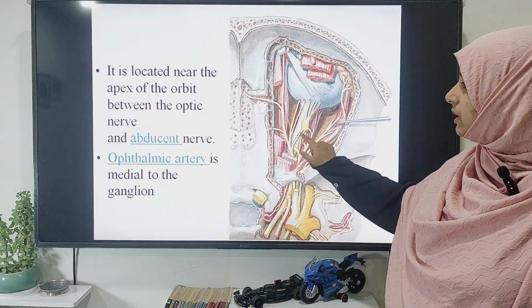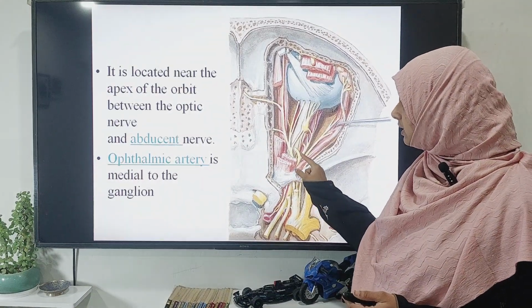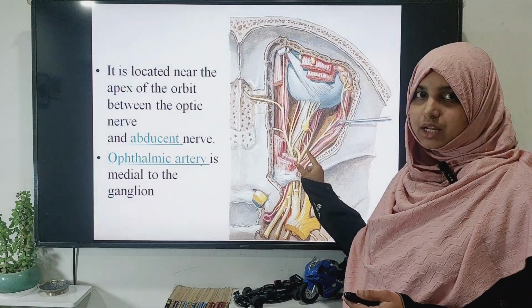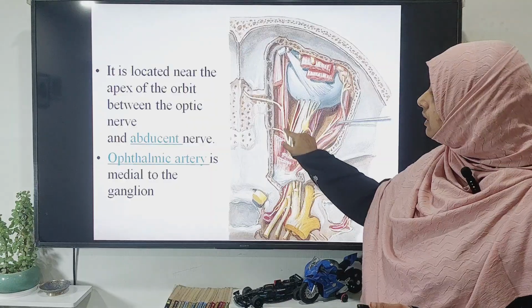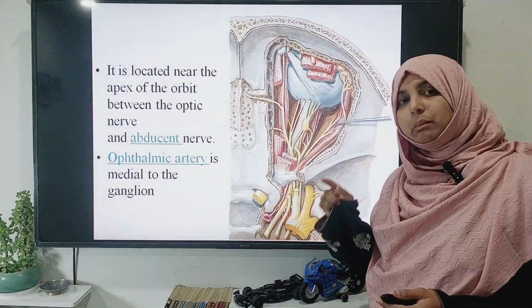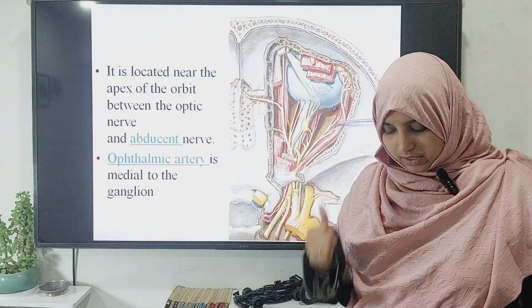Next, the ophthalmic artery is medial to the ganglion. Do you remember the ophthalmic artery was crossing from the lateral aspect and moving towards the medial aspect, isn't it? So the ophthalmic artery is closely related medially to the ciliary ganglion. So this is where it is located.